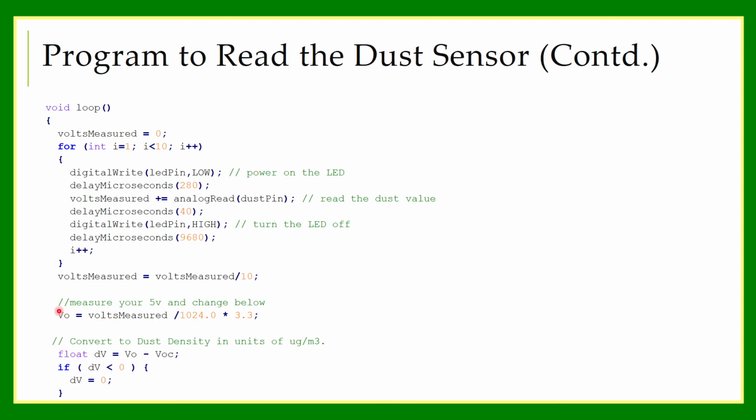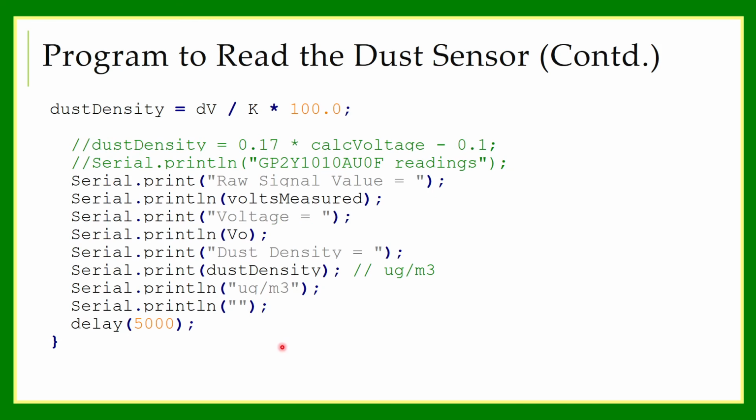So to find out the dust density from this volt, we have to convert the change in this voltage to microgram per meter cube using this formula. This is the linearized formula to get the dust density. Now once we have found the dust density, we can print the different parameters like the raw signal value or raw ADC value, then the calculated voltage for that ADC value, and the dust density according to our formula, and verify it with respect to a reliable source to be certain that our sensor is working fine. Now you can add a delay of 5000 milliseconds.